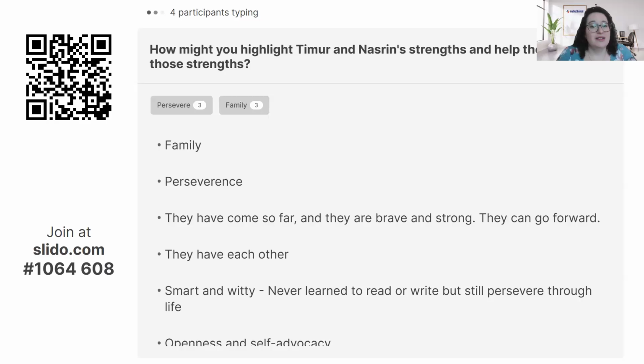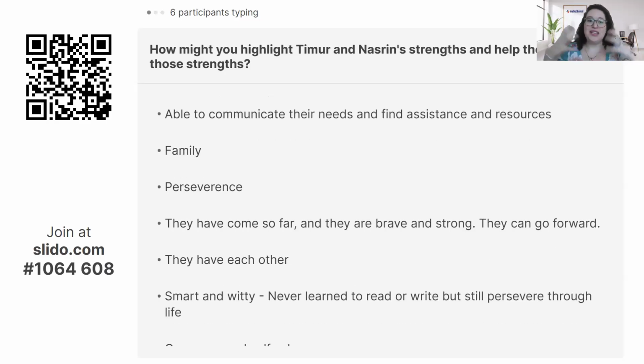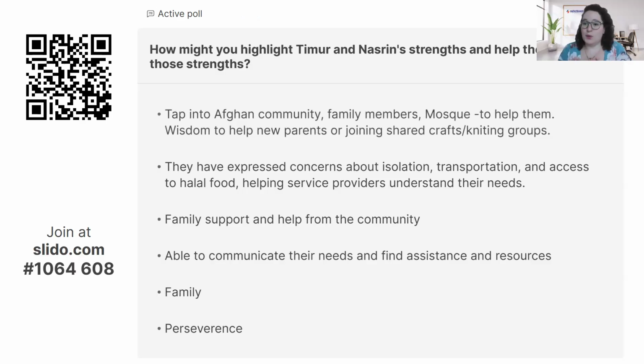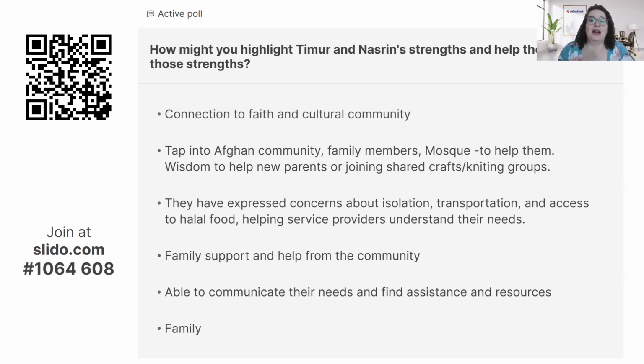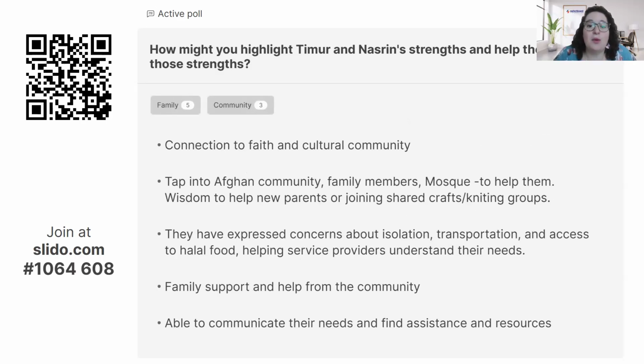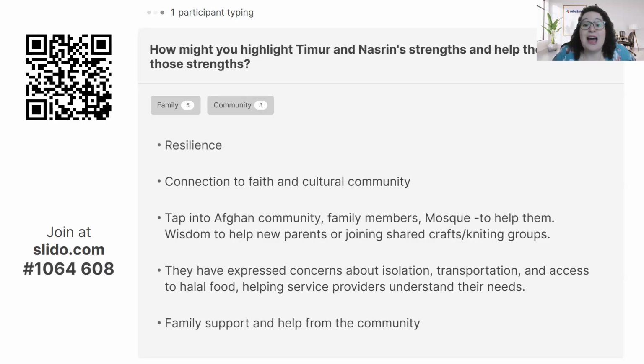They have each other. I'm hearing a lot of those social strengths, family, community, each other, and then those individual ones: hardworking, willing to try. They're expressing their concerns. They're helping the service providers understand their needs: access to halal food, isolation, transportation. What are their priorities? How do they want to connect to their community? Helping them tap into the Afghan community, maybe joining crafts or knitting groups, giving wisdom to help new parents so that they can feel useful and helpful.